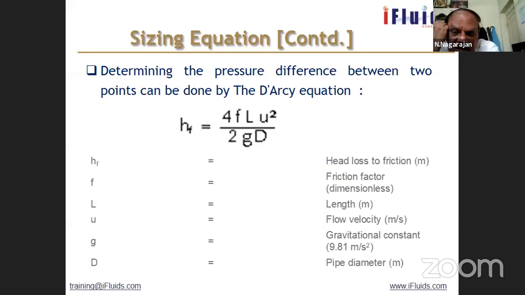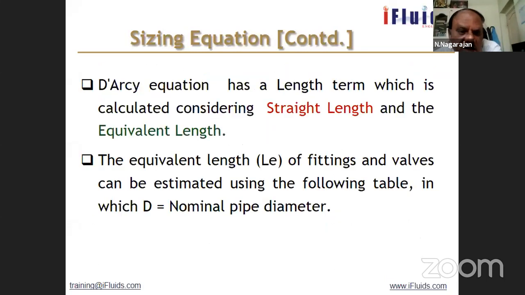4FU² is velocity squared divided by 2GD. It is a momentum thing happening. So you have the gravitational constant and the diameter. F is the frictional factor which we have just now determined using the Reynolds number and Moody's chart. L is the length in meters and the velocity in meters per second, that is U. G is the gravitational constant, 9.81 meter per second square. D is the pipe diameter. So using this formula you can find out the frictional loss.